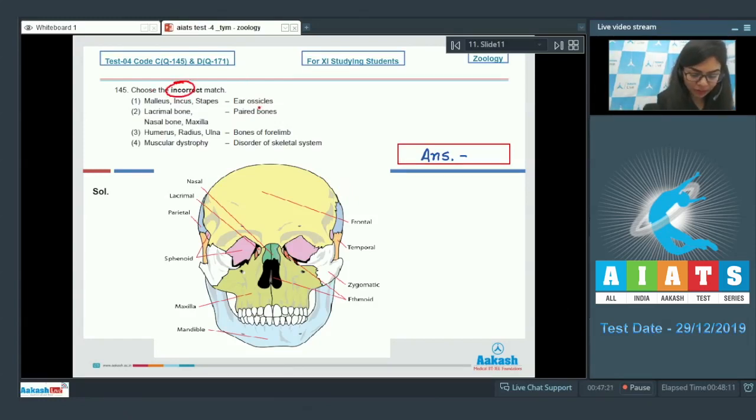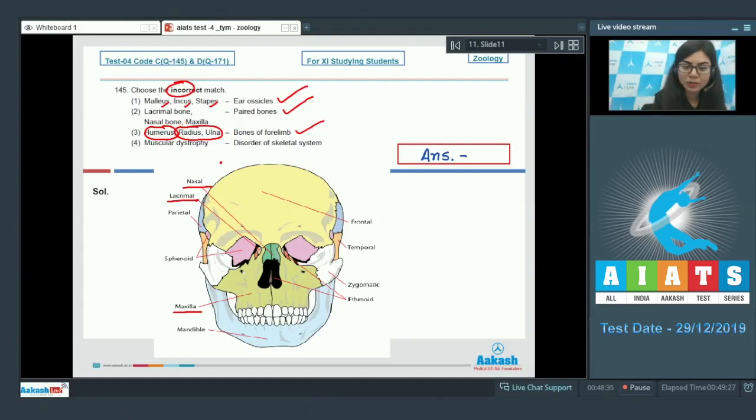Option number 1 is about ear ossicles. Our middle ear has malleus, incus and stapes. They help in amplification of sound. So this is a correct match. Option number 2, lacrimal bone, nasal bone and maxilla. These are paired bones. That is also right. Each of these bones has a right half and a left half. Option number 3, humerus. This is a single long bone of the upper arm, and radius and ulna are present in the lower arm. So this is also correct.